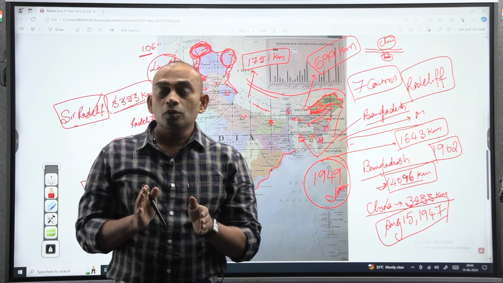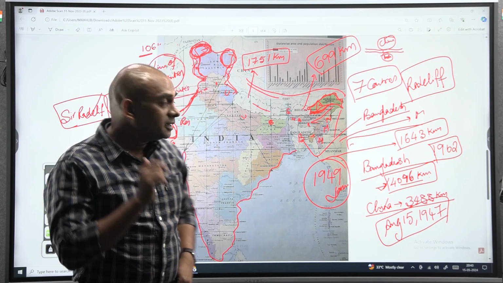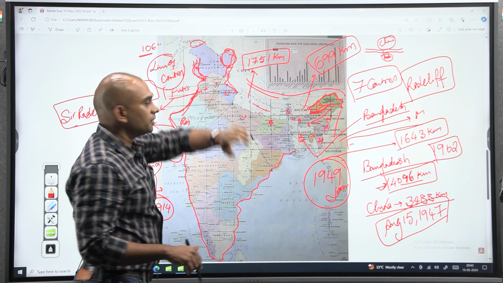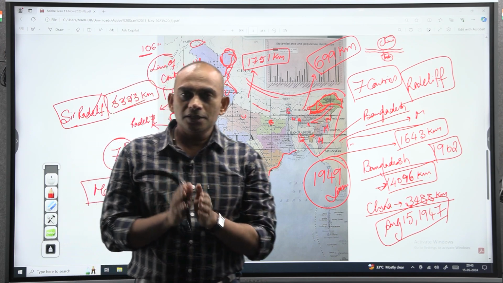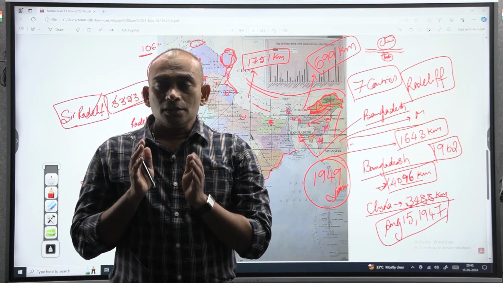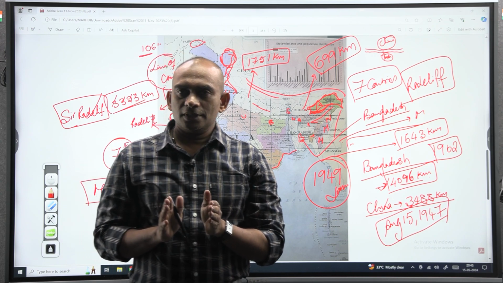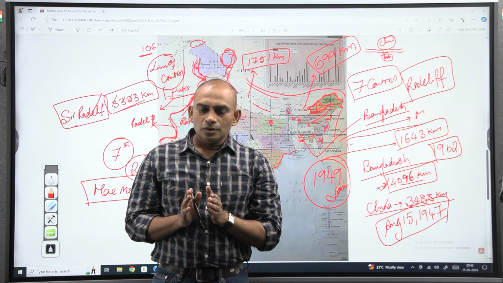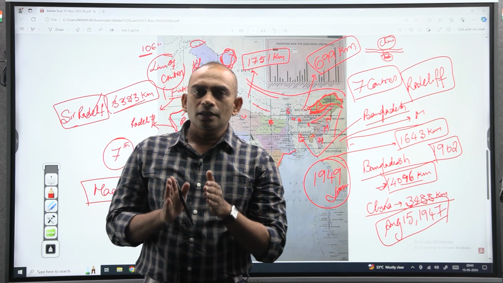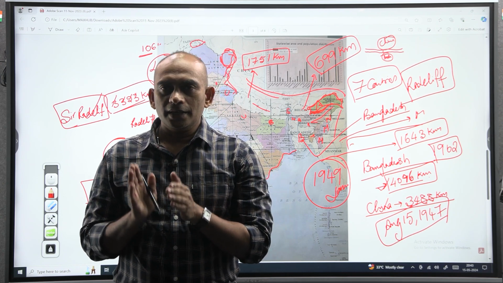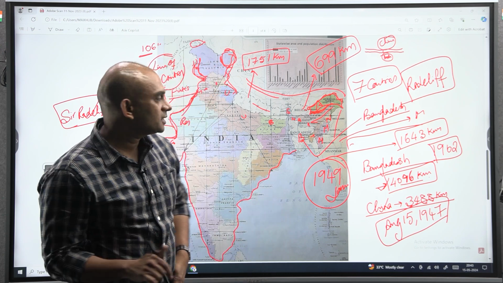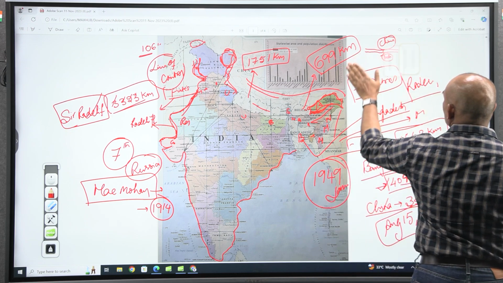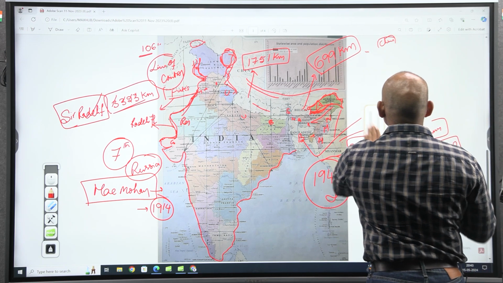Okay, this is about China. And if you look at this particular zone and this one, India is sharing a 106 kilometers border with Afghanistan. The boundary line between India and Afghanistan is known as the Durand line. So what is this Durand line?